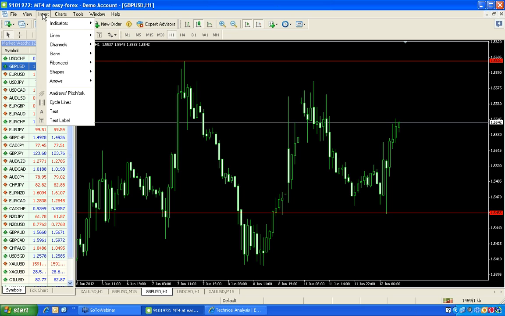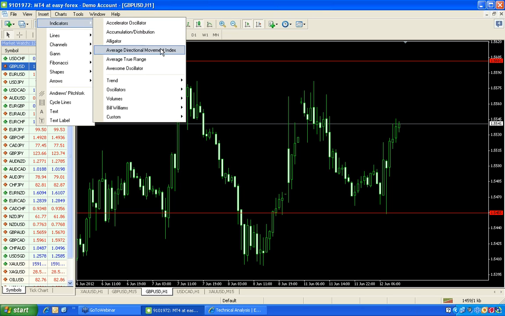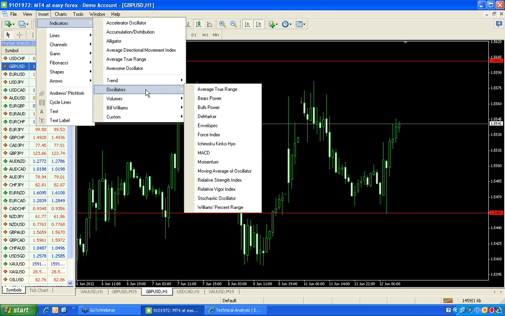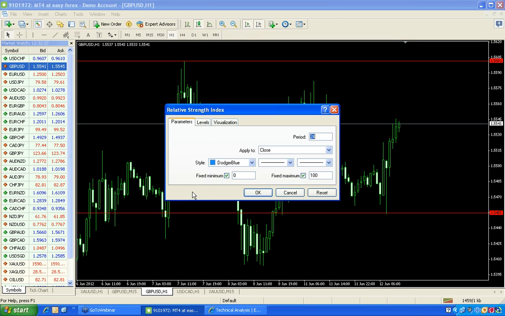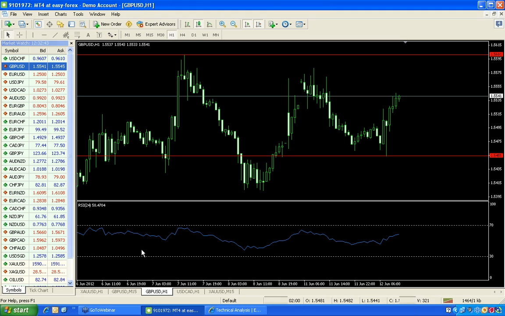On this platform, you can find it by going to Insert, Indicators, Oscillators, Relative Strength Index, which is abbreviated to RSI. If I just place this on my chart, you'll see that a second chart appears below my main chart.